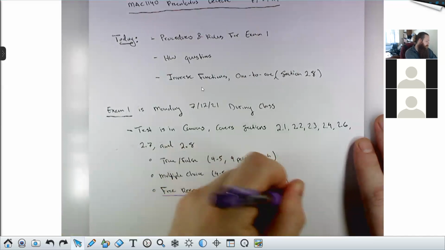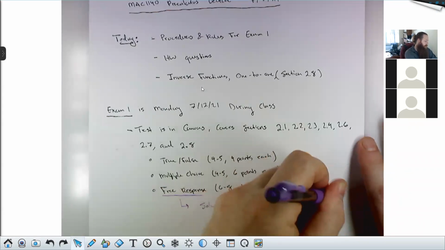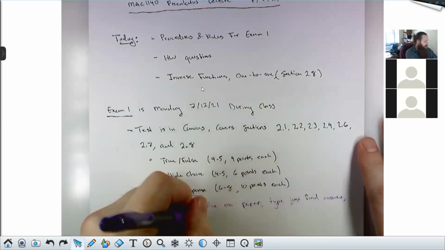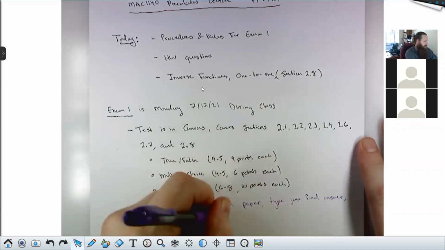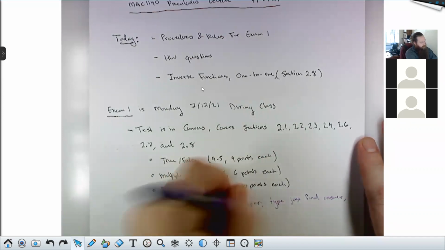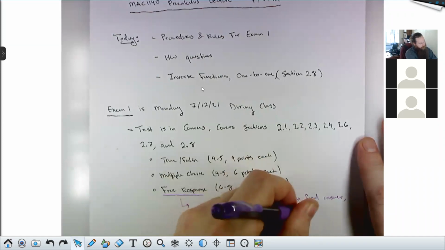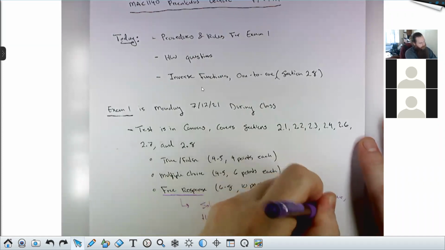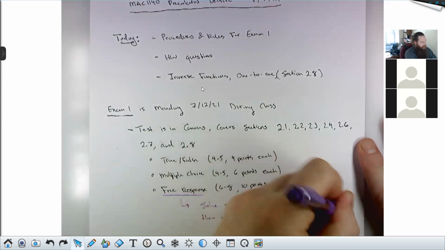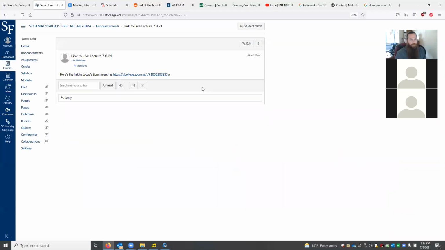Type just the final answer. Then after the test, you'll scan and upload the written work. So the place you will be scanning and uploading that written work is in Canvas.